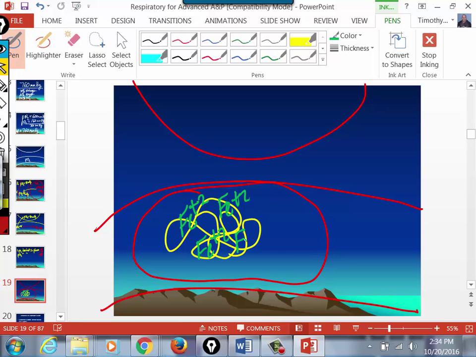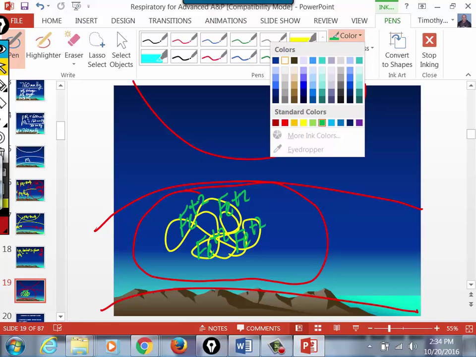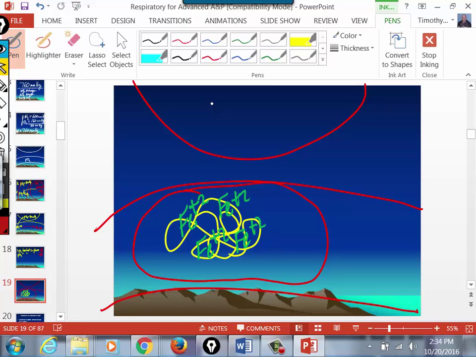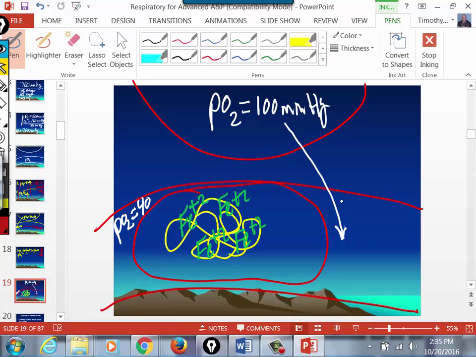So 1, 2, 3, 4. Now, oxygen is going to move from the alveoli with a PO2 of 100, and the PO2 of venous blood is 40. So as oxygen moves from the alveoli into the plasma, raising the PO2, that is going to cause oxygen to increase its affinity for the binding of iron on the hemoglobin molecule.